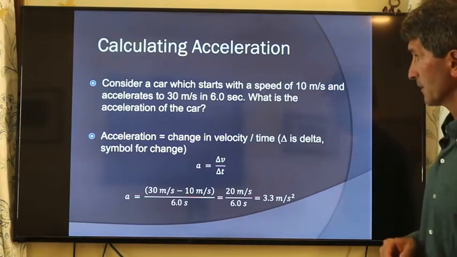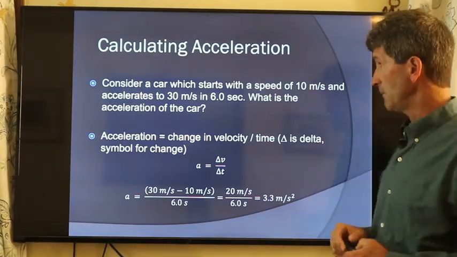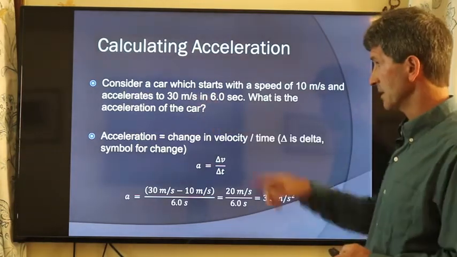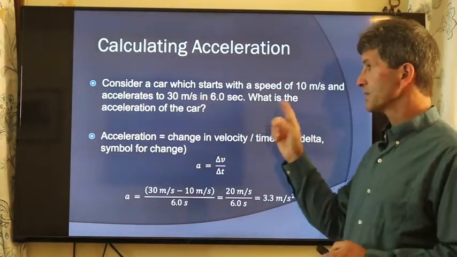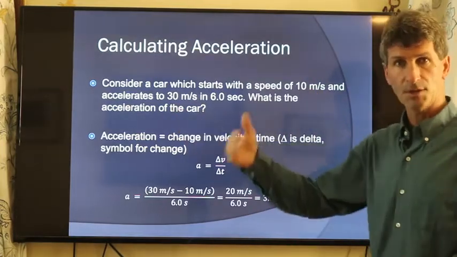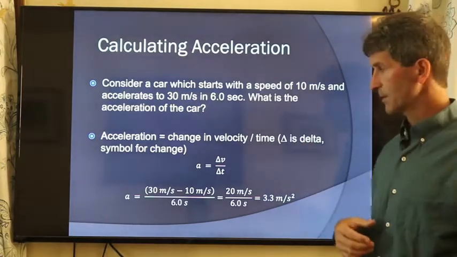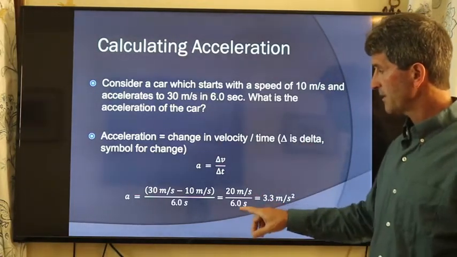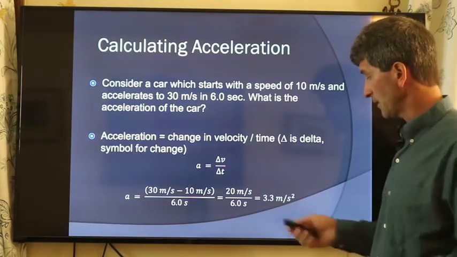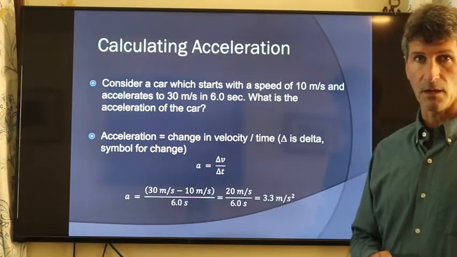Let's do a calculation for acceleration. Let's say a car starts with a speed of 10 meters per second. It accelerates constantly to 30 meters per second in 6 seconds. What is the acceleration of the car? Well, from 10 to 30, the change in velocity was 20 meters per second. 30 minus 10 is 20. We did that in 6 seconds. That gave us an acceleration of 3.3 meters per second squared. That's quite a high acceleration for a car.